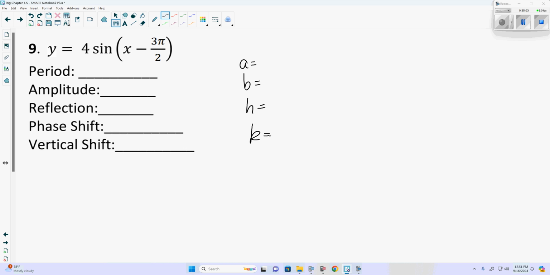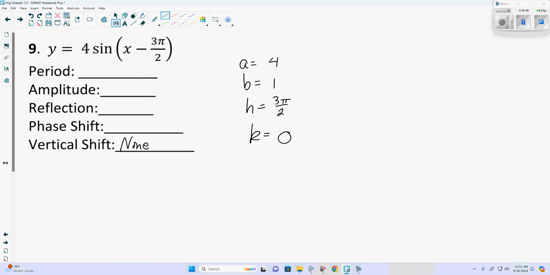A, B, H, K. A in our case is 4. B is 1. H is 3 pi over 2. Since it's minus inside the parentheses, it would come out as plus, positive. And K is 0. Vertical shift, none, since K is 0.